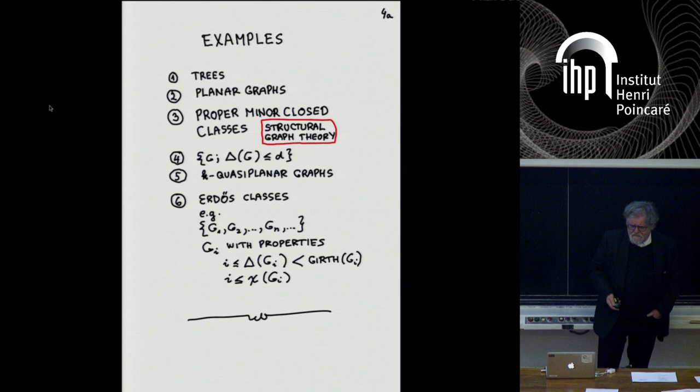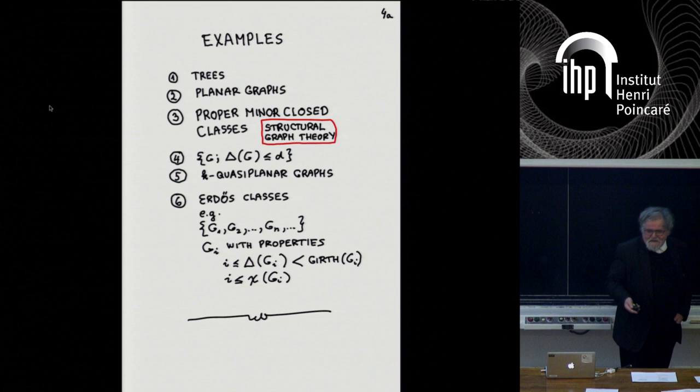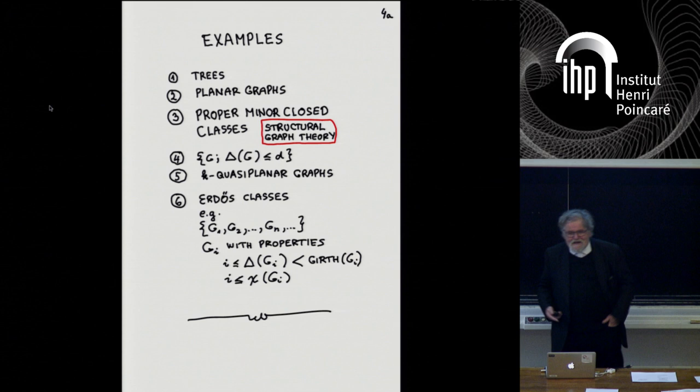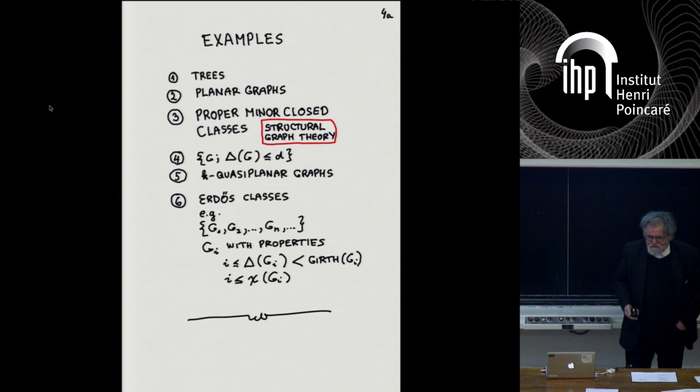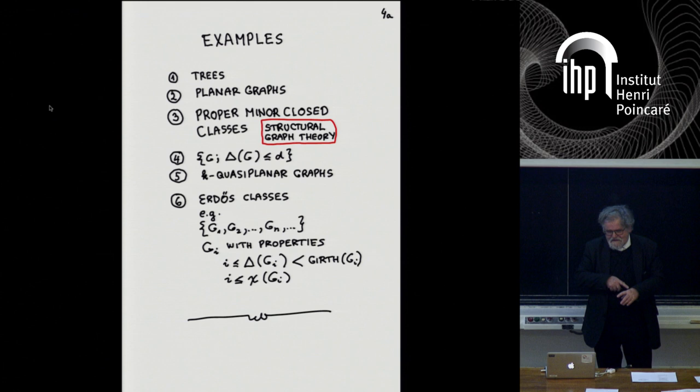Another is what we called quasi-planar graphs. This is different from what Janos was speaking about, because he was speaking about not having k lines which are mutually intersecting. This notion is that every line is intersected by at most k other ones. This is also a nowhere dense class.